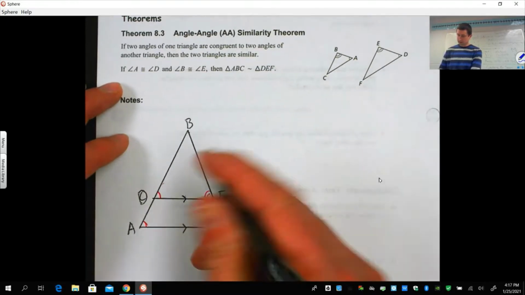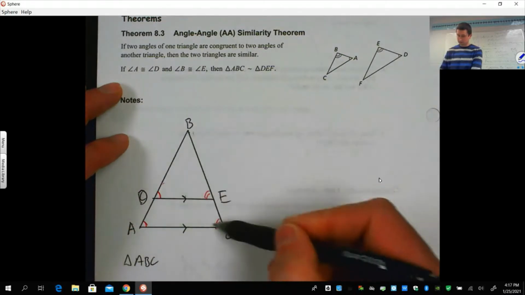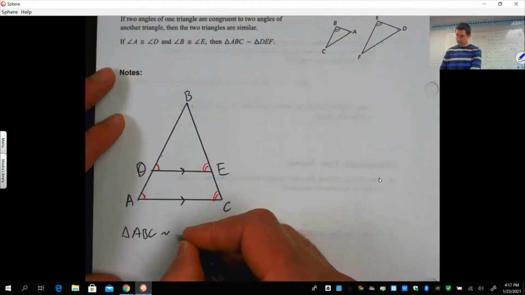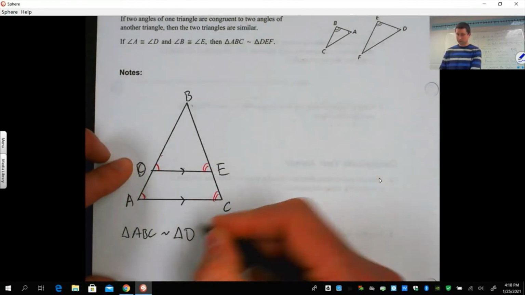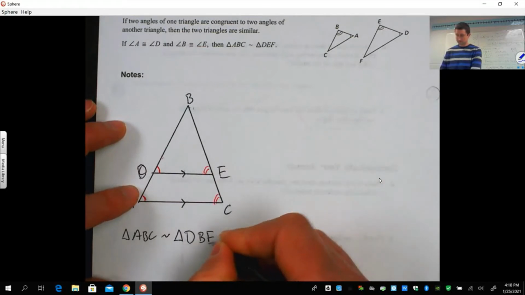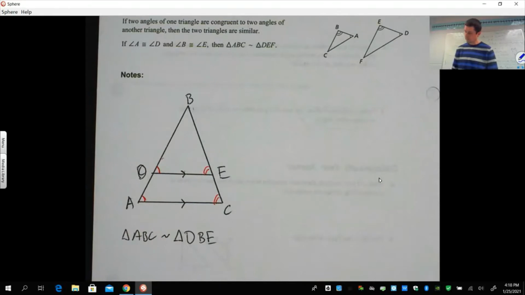So we can write a similarity statement here that triangle ABC, the big triangle, is similar to, there's your similar symbol, triangle. Well, A corresponds with D, so I have to put that first. B corresponds to itself, and then E. So we have a similarity statement with those parallel sides.